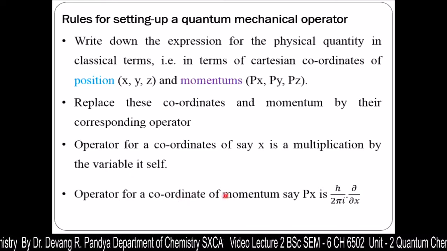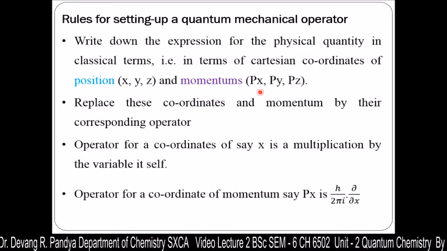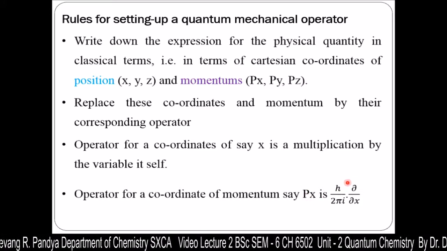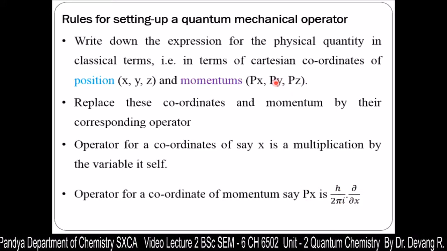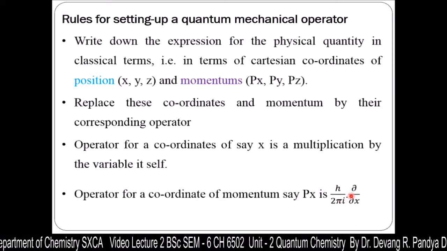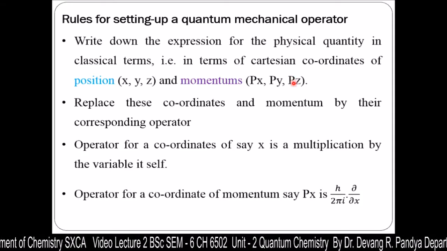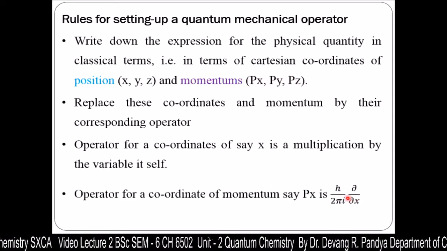The operator for momentum, say for example px, as I have already said, can be represented as h upon 2 pi i d by dx. If it is py, then it should be represented as h upon 2 pi i d by dy. And if it is pz, then it can be represented as h upon 2 pi i d by dz.